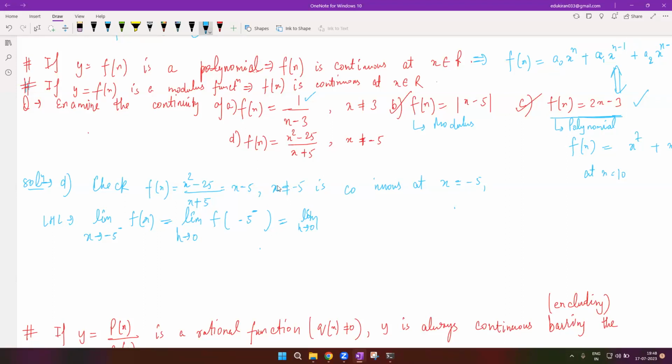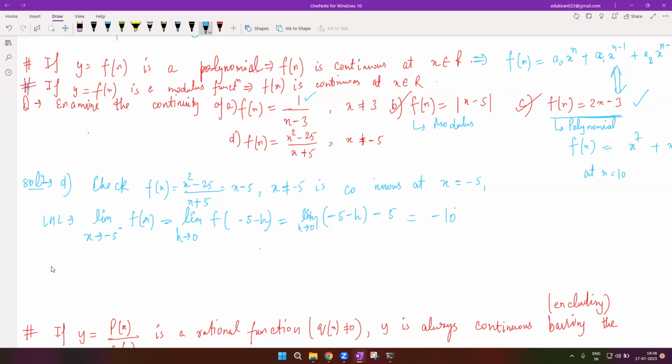But we do know that x cannot take the value -5 here. So this will be -5 minus h. Instead of x, you can replace it with -5 negative, which is nothing but -5 minus h, minus 5. So the answer would be, put h equal to 0, the answer would be -10. Similarly, RHL will also be -10. You can find that out yourself.